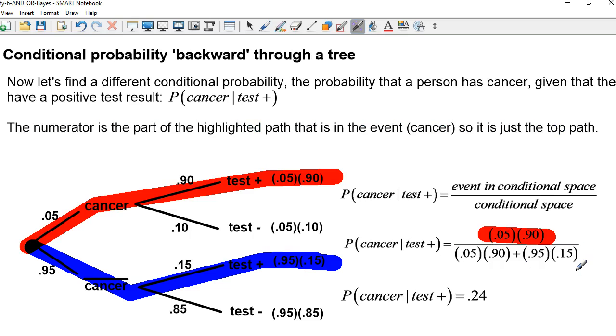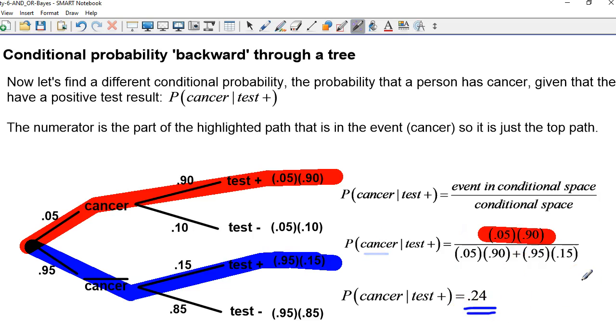Okay, the numerator part is going to be just the part of that tree which meets the event criteria of having cancer. So it's just the top path that I've marked in red. So the probability of being there is just this one, this one and situation here, 0.05 times 0.9. So you could say, out of these, only this path here is the one that went through cancer. So that's going to be the event. So testing positive, the bottom is the probability of all ways to test positive, and the top one is, out of those ways, which ones went through cancer, 0.05 times 0.9. That turns out to be 0.24.